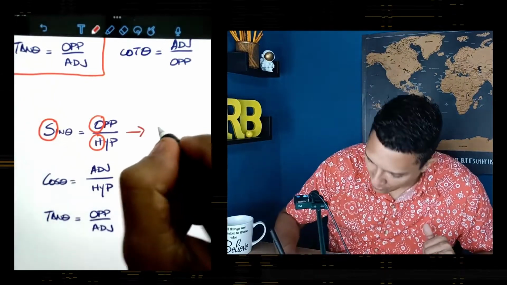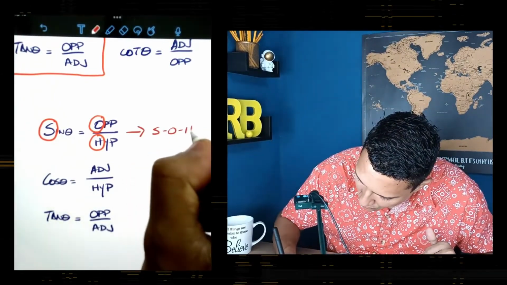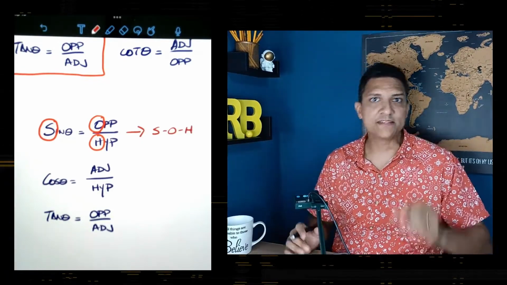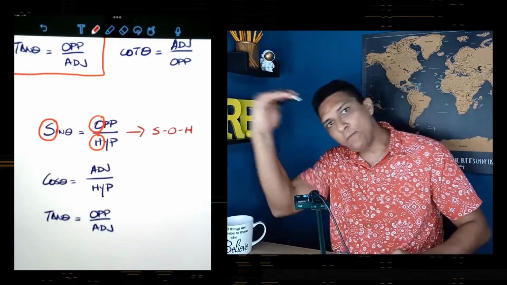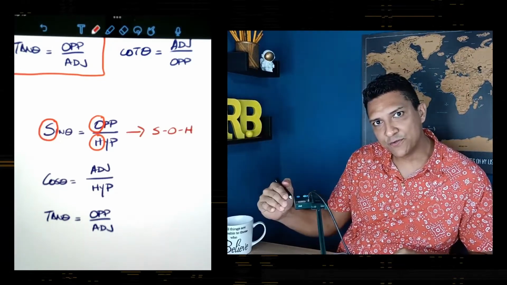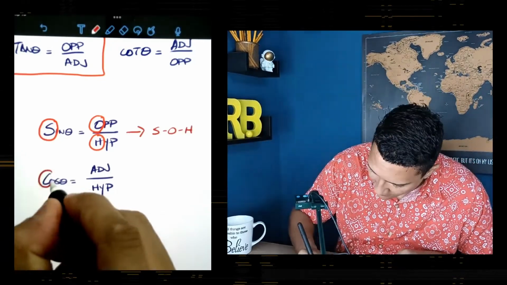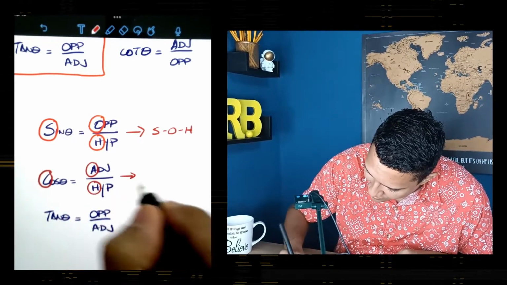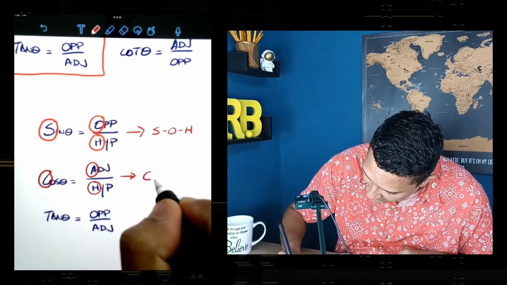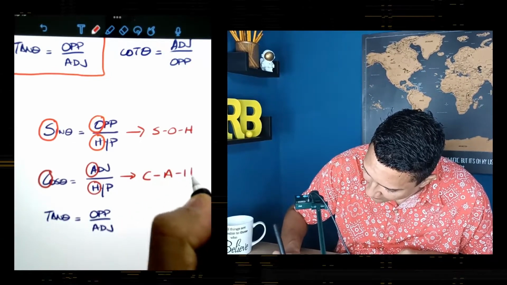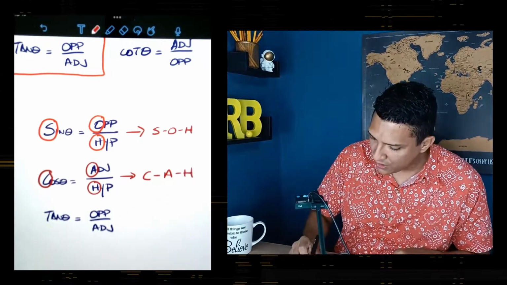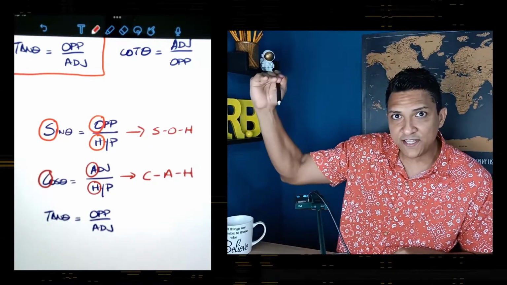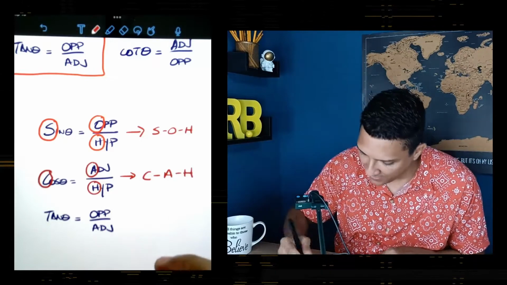So we're going to call it SOH, okay? So SOH means sine is opposite over hypotenuse. The other one, we are going to circle the C, the A, and the H. And now we know that it is CAH. So CAH means cosine of the angle is adjacent over hypotenuse, okay?